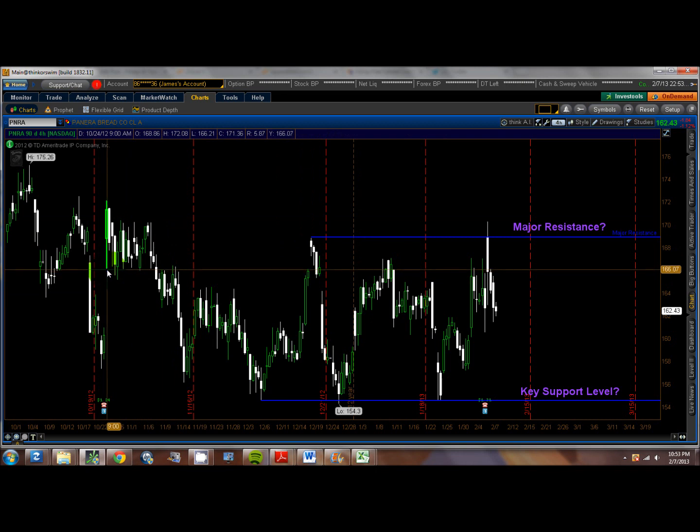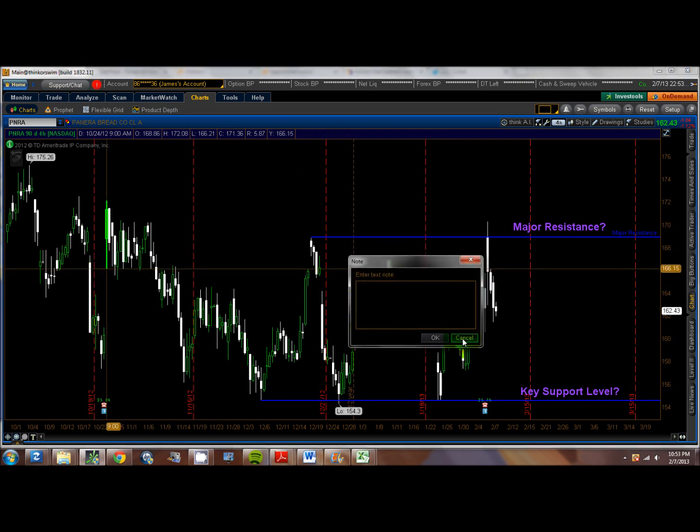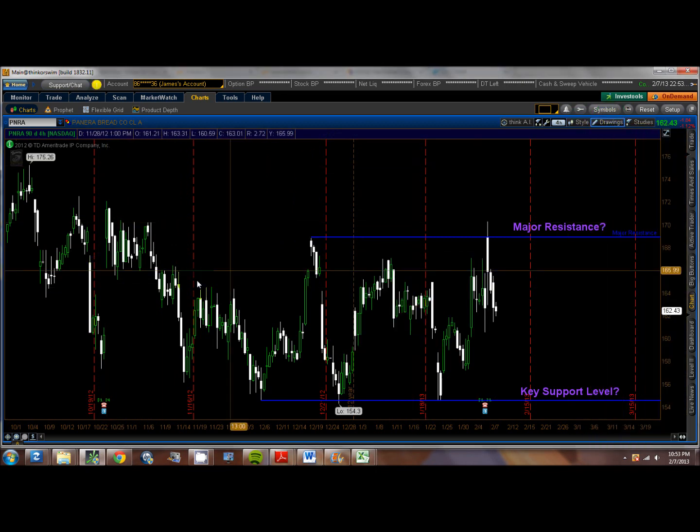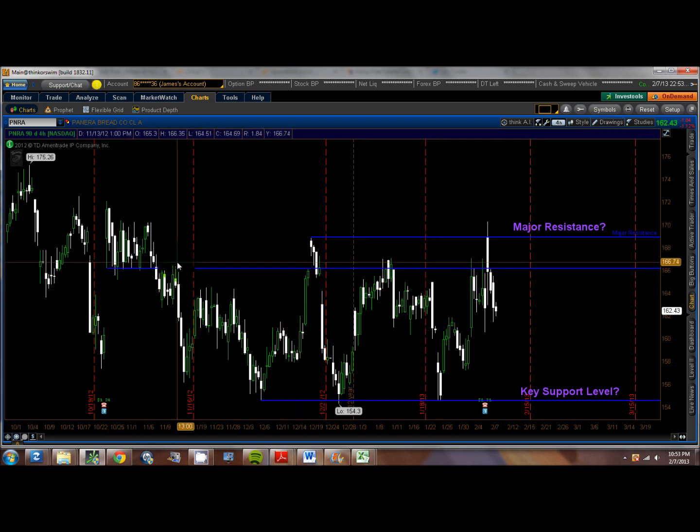And so I'm going to go ahead and drop a line down. Oh, I'm still on text note. So let's change that. I'm going to drop a line down right there. And if you notice, when you drop that line down, it respects that level pretty well, right? And so that's another key important level.